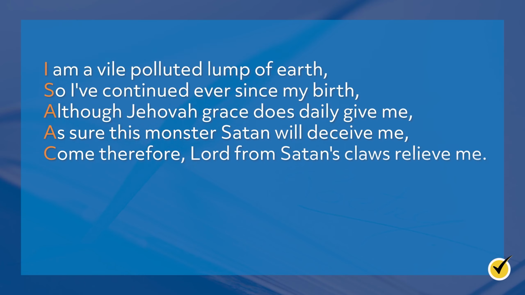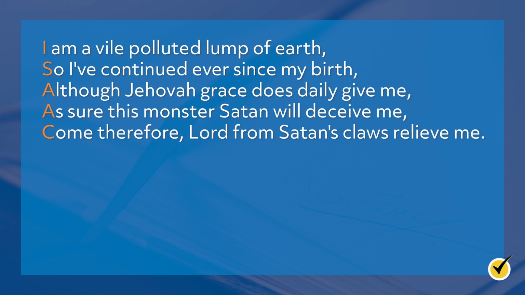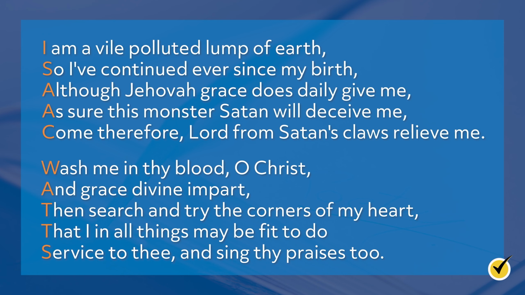Another type of poem is an acrostic, where the first letter of each line spells something. Isaac Watts, who was born in 1674, wrote an acrostic that spelled out his name when he was just 7 years old. I'm a vile, polluted lump of earth, so I've continued ever since my birth. Although Jehovah grace does daily give me, as sure this monster Satan will deceive me. Come, therefore, Lord, from Satan's claws relieve me. Wash me in thy blood, O Christ, and grace divine impart. Then search and try the corners of my heart, that I in all things may be fit to do service to thee and sing thy praises too.